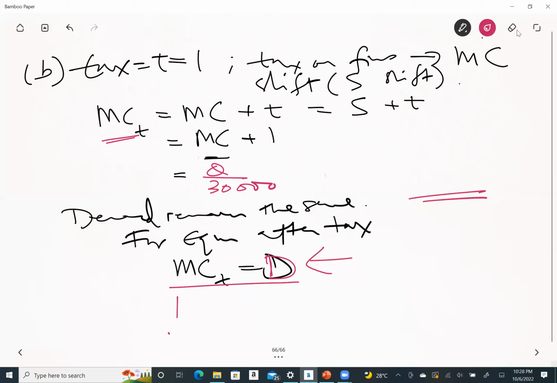Okay, alright, good. So you equate the marginal cost after the tax, which is what we got here, equal to the demand. Now, anybody got the answer yet? What do you get? Haven't got it yet? Haven't done it yet.